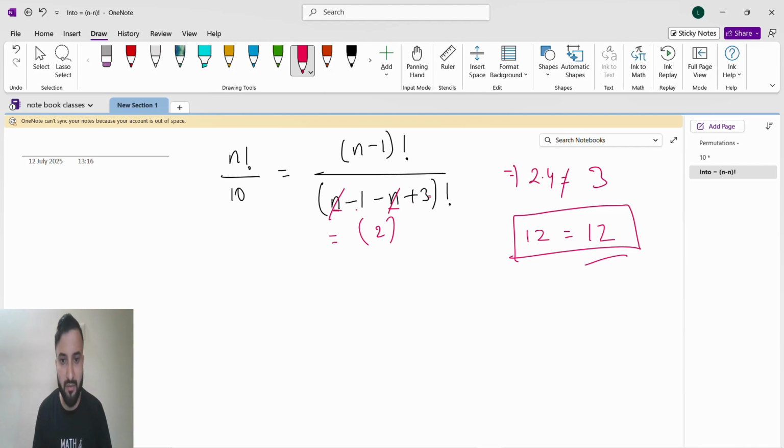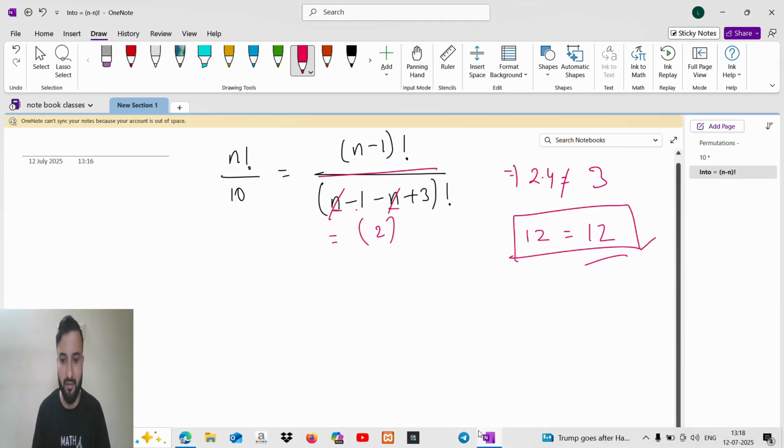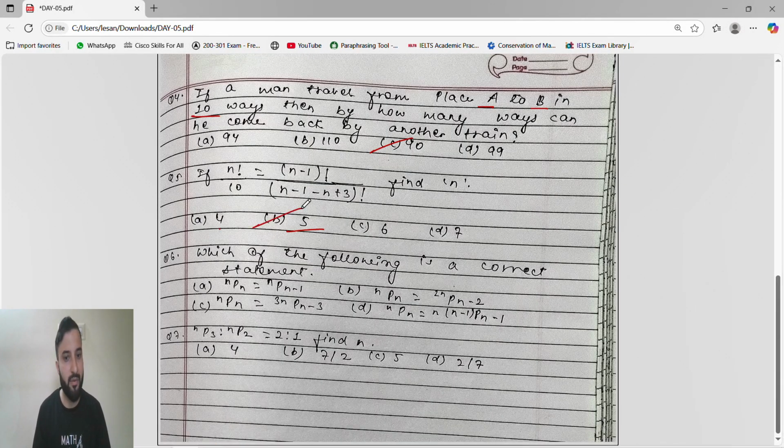Then n minus 1 plus 3 is 2. So it will become (n minus 1) factorial divided by 2. So substitute and just check for which value LHS equals RHS. That is the answer. So the answer is 5.